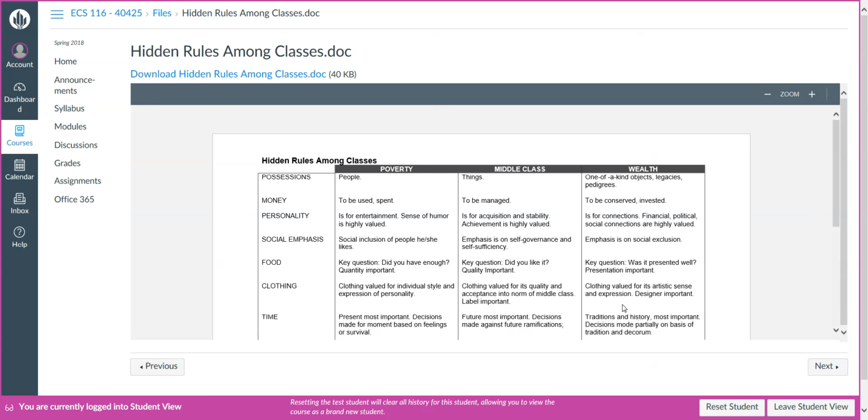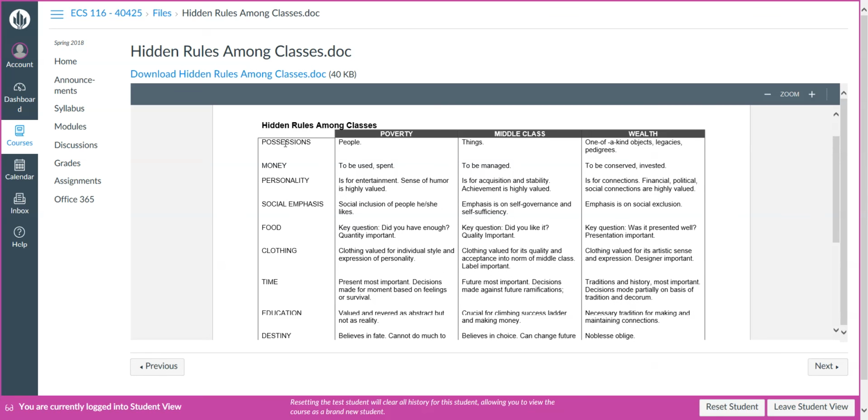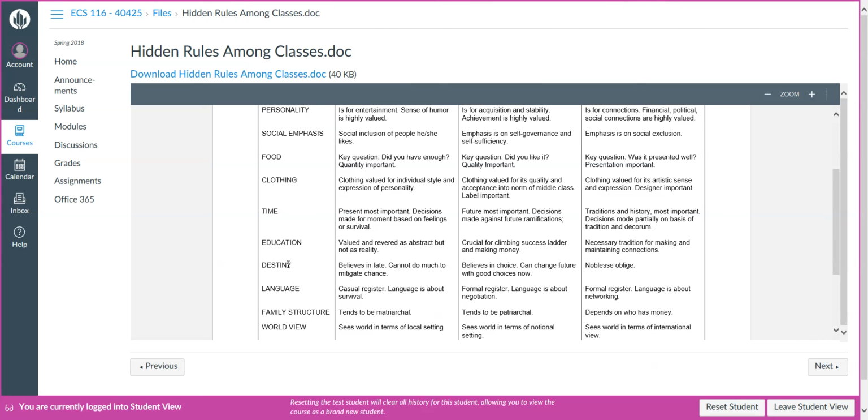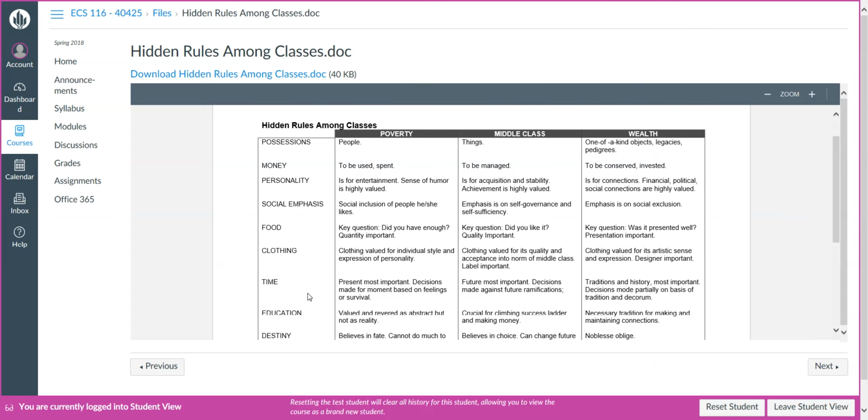This is a really interesting document that I'd like to bring to your attention. So it talks about hidden rules among classes, and that's in terms of money and how people are raised economically. So we have the poverty level, the middle class level, and the wealthy level. And then here are the rules related to and how they think in terms of possessions, money, personality, social emphasis, food, clothing, time, education, destiny, etc.